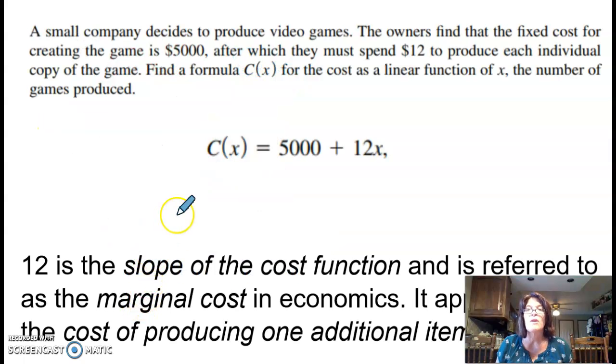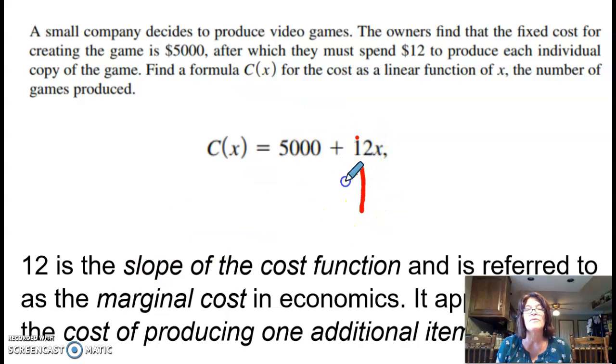A small company decides to produce video games. The owner finds that the fixed cost for creating the game is $5,000, and after that, they spend $12 per game. So this is the formula for the cost: it's $12 per game plus $5,000 to start. That is our equation. Cost is 5,000 plus 12x.